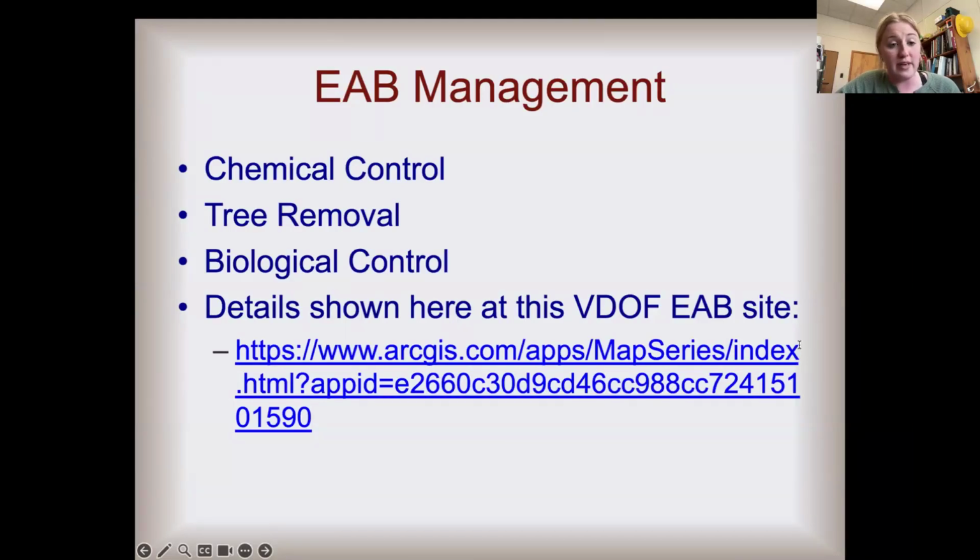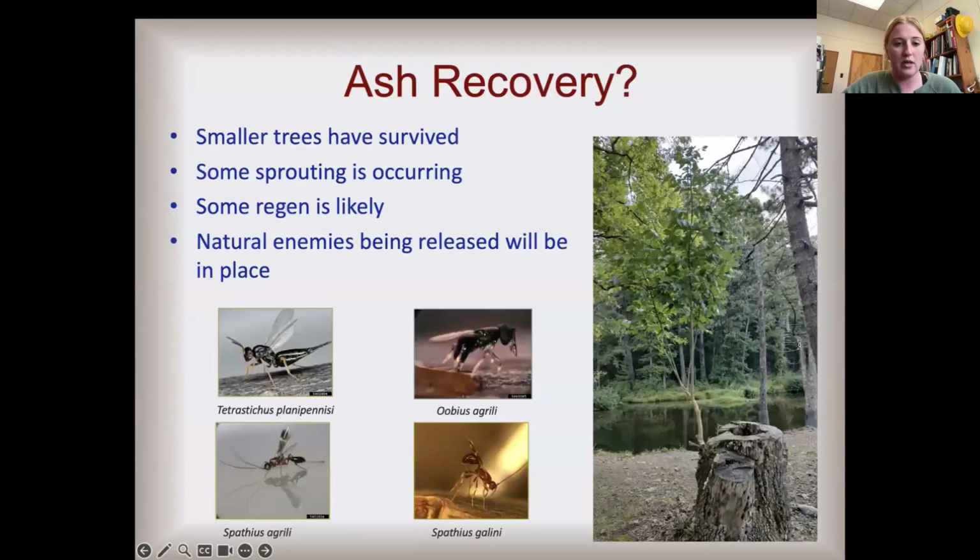Biological control is being investigated. There are 4 different parasitoid wasps from China and Russia that have been imported and studied. We've seen some impact in the northern US, but not here in Virginia yet, so we're still looking for impact there. And again, this is another outstanding source of information on emerald ash borer in Virginia, VDOF. So, great resources.